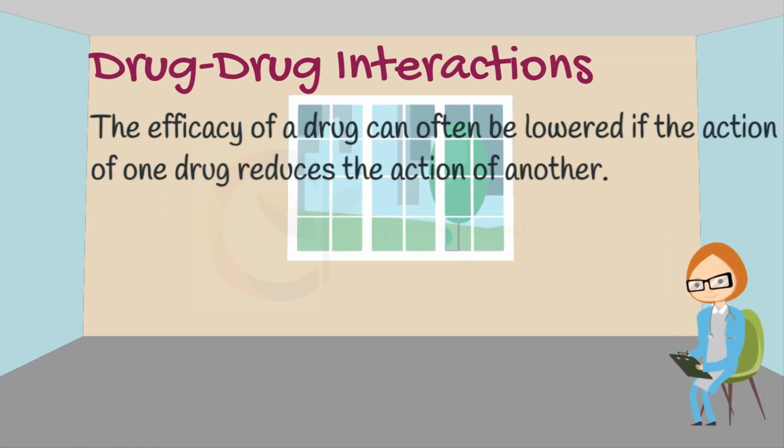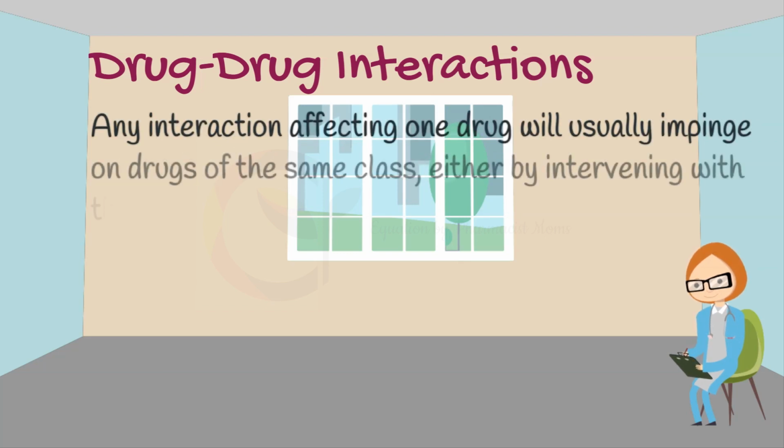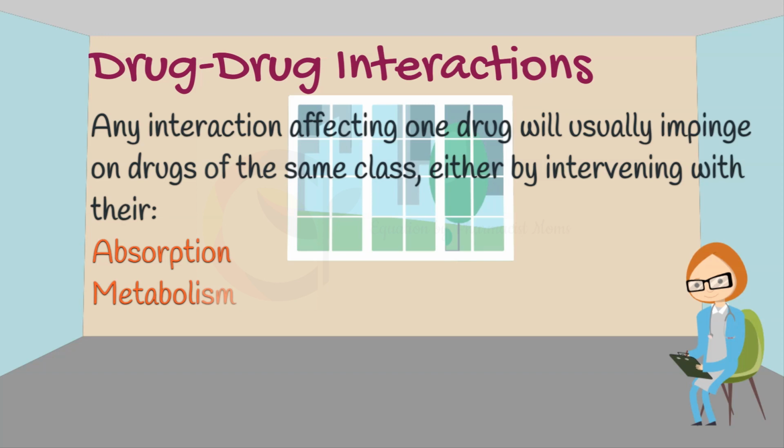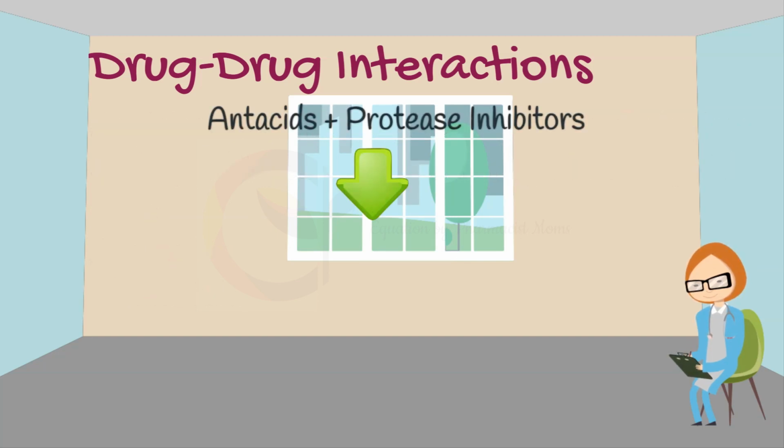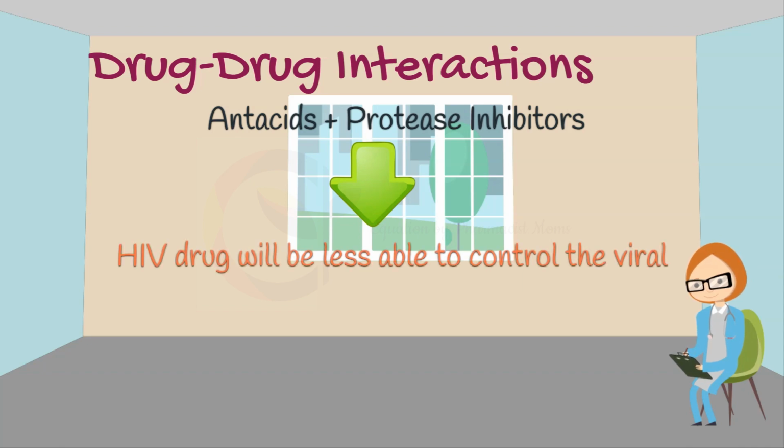The efficacy of a drug can often be lowered if the action of one drug reduces the action of another. As drugs are generally categorized by their mode and mechanism of action, any interaction affecting one drug will usually impinge on drugs of the same class, either by interfering with their absorption or the way in which the body metabolizes the drug. For example, antacids act by blocking stomach acid. This acid is needed to break down and absorb a class of HIV drug, known as protease inhibitors. If the medications are taken together, the HIV drug will be less able to control the viral infection.